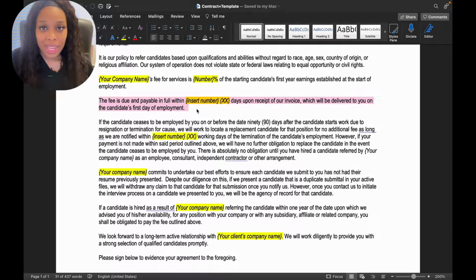And the reason being is because at that point, they've technically started with the company. They're an employee, even though it's the first day. So I put a lot of work and energy in order to get that candidate to that point. So I want to make sure that I send my invoice as soon as possible, meaning that first day that they start, so that those net 30 payment terms can begin to go into effect.